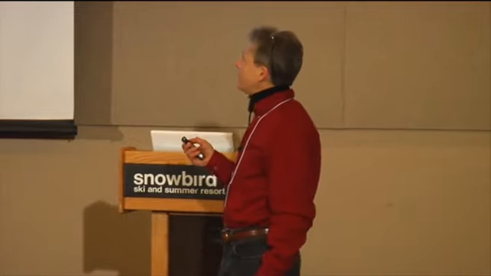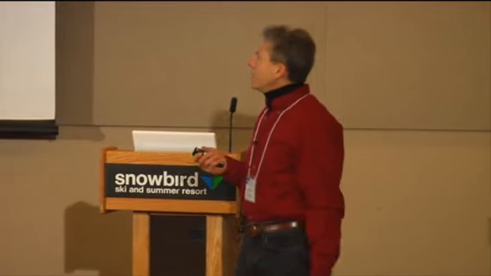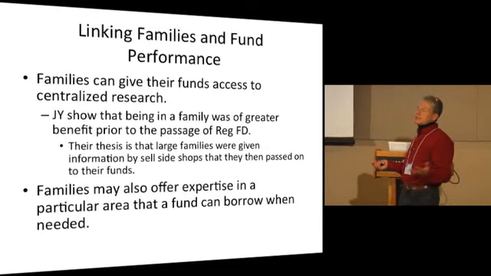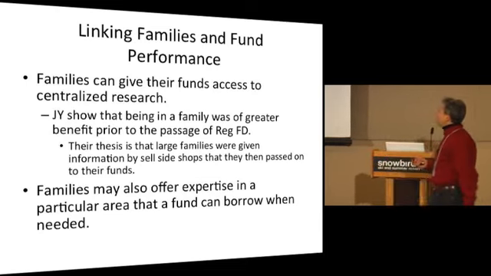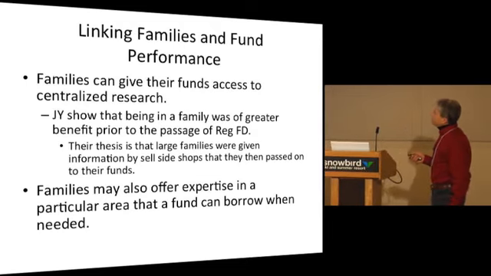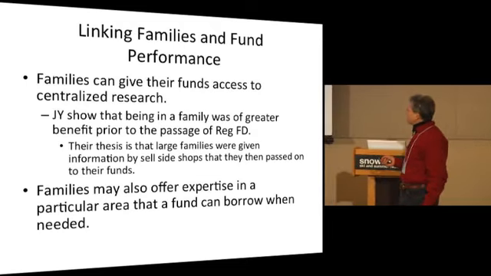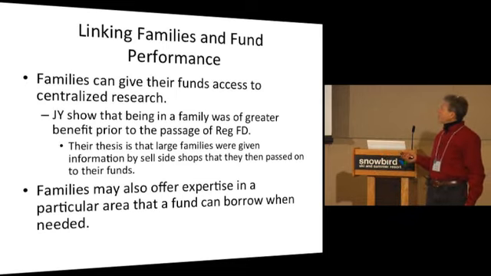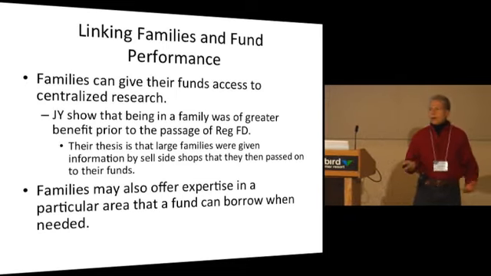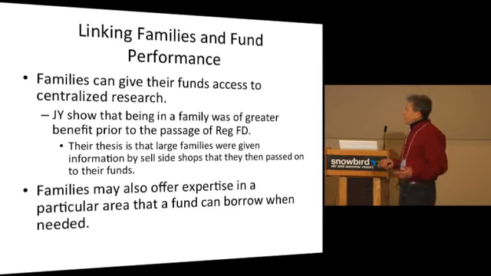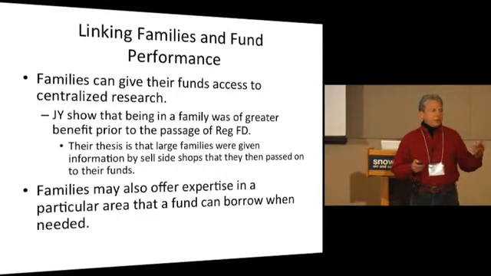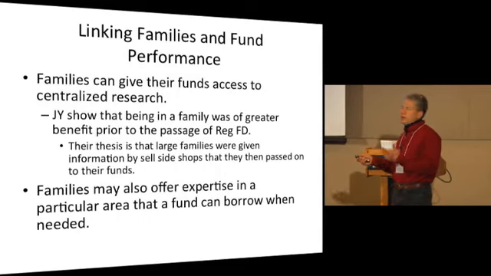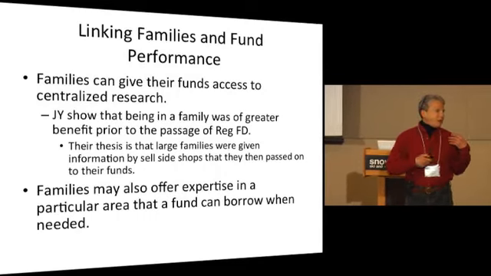And they find some evidence around Reg FD that in fact this sort of correlation drops off, which they then attribute to that. Now, of course, a lot of things happened in the same year, so it's the usual problem with one-event studies, but this was basically their thesis. And they also say families can offer expertise in a particular area that a fund can borrow if necessary. So, for example, in my wife's shop, there are people who deal with emerging market debt. And so if she deals with interbank loans.